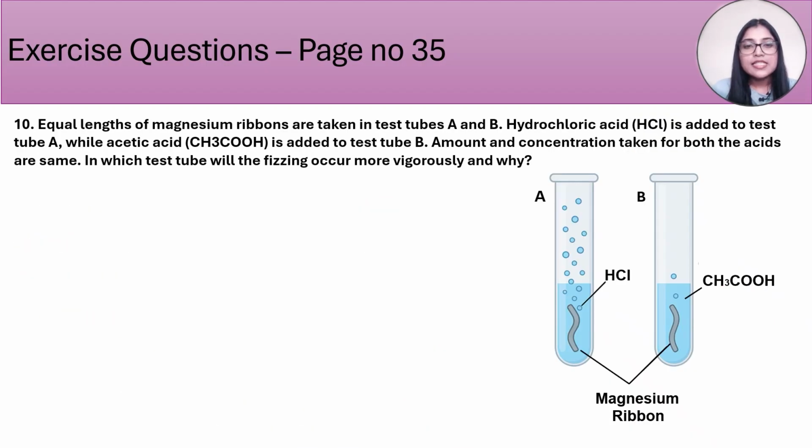10th question says equal lengths of magnesium ribbons are taken in test tubes A and B. Hydrochloric acid is added to test tube A while acetic acid is added to test tube B. Amount and concentration taken for both acids are same. In which test tube will the fizzing occur more vigorously and why?